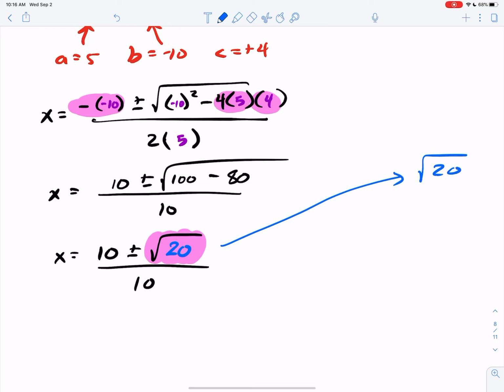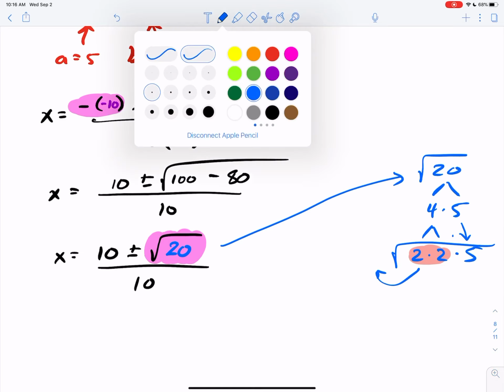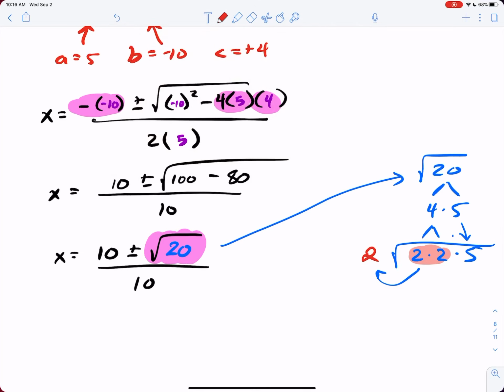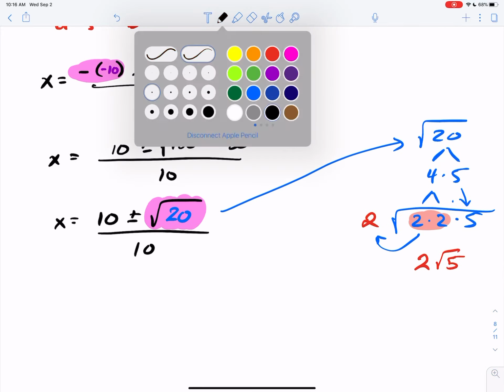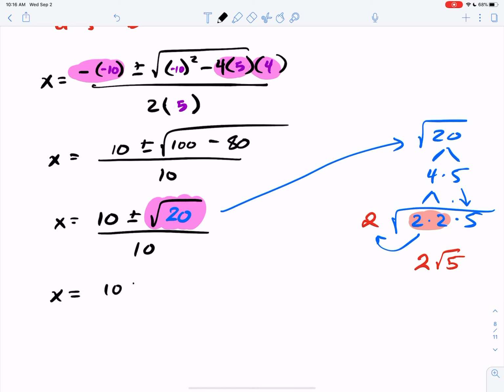Square root of 20. Factors of 20 are 4 times 5 or 2 times 10. And I'm going to keep breaking it down until I can't break it down anymore. Okay. Do I have any pairs? I do. What am I going to take out? I have a pair of 2's. So this right here is 2 radical 5. So here's what's going to happen. X equals 10 plus or minus something all over 10. The square root of 20 is the same thing as 2 radical 5.